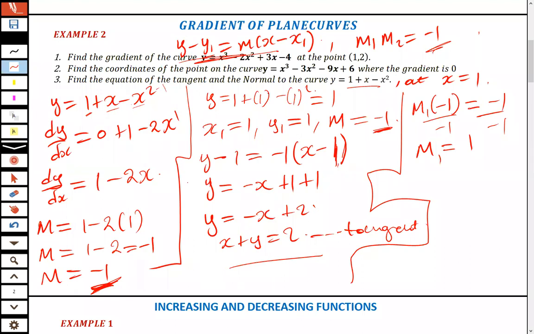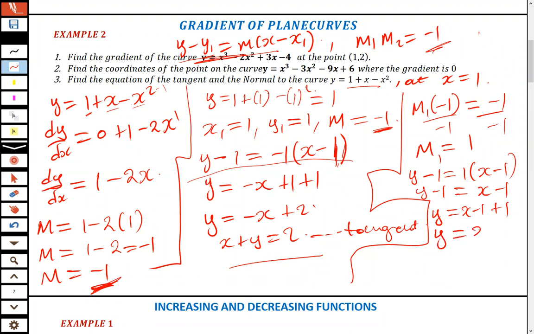So in this expression, where there's -1, we put +1. So we have y minus 1 is equal to 1, open brackets, x minus 1. So you have y minus 1 is equal to x minus 1. When you take this to the other side of the equal sign, you get y is equal to x minus 1 plus 1. Then the value of y simply will be equal to x. So this is what you are going to get as the equation of the normal.